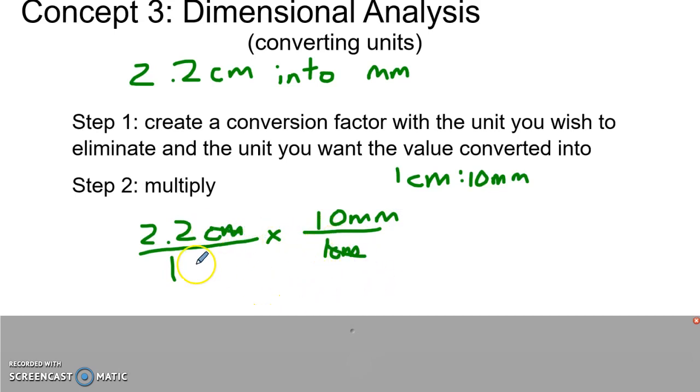Centimeters is eliminated. 2.2 times 10, 22 millimeters. Right? It's fairly simple when you are just changing one value and one unit.